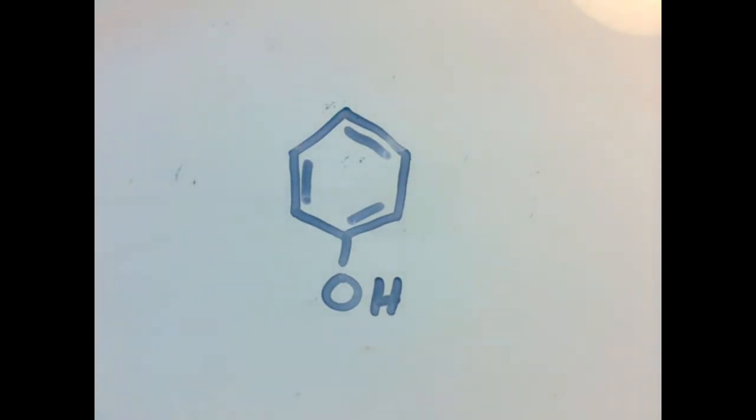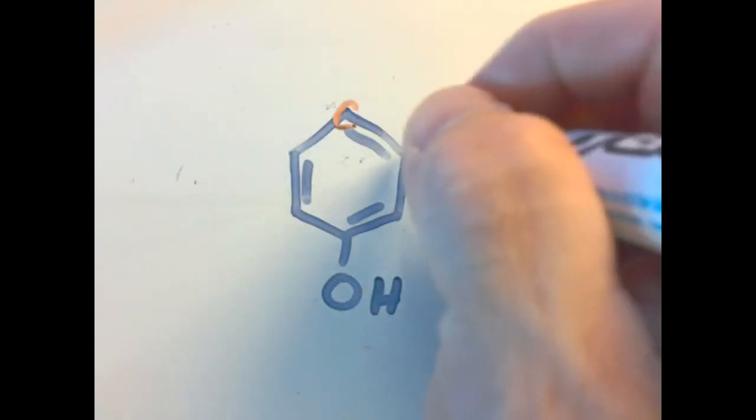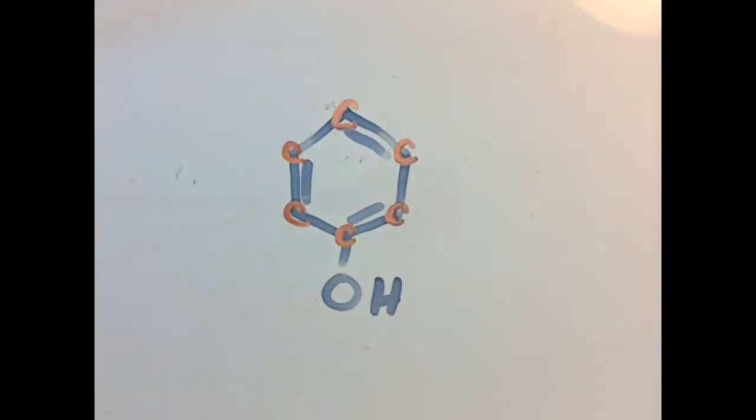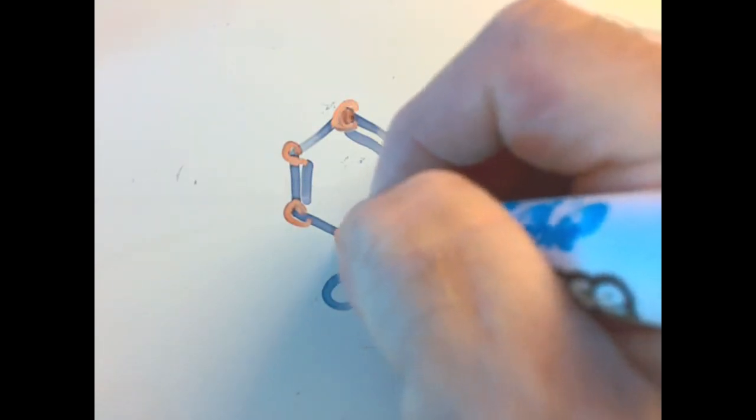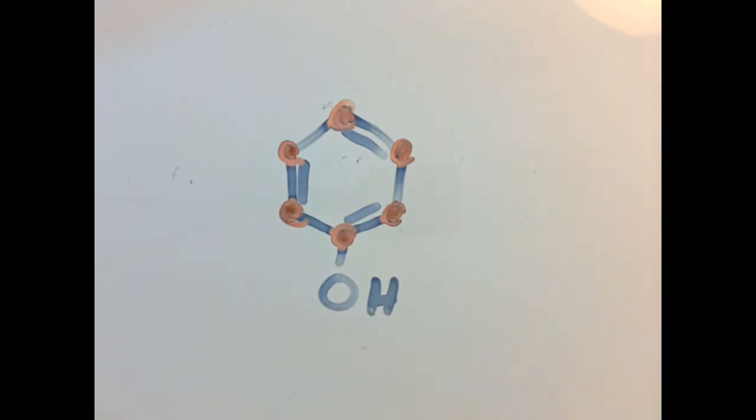Let's break this down. First thing I'll do is fill in the carbons. I'll just write the letter C on every corner so I don't forget. Carbon, carbon, carbon, carbon, carbon, carbon. Or you can put a little dot there, whatever is easiest for you. Let's use a dot. Whatever makes the most visual sense to you. So wherever there's a red dot or the red letter C, that's a carbon atom.